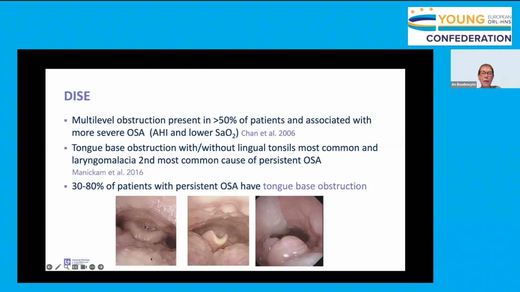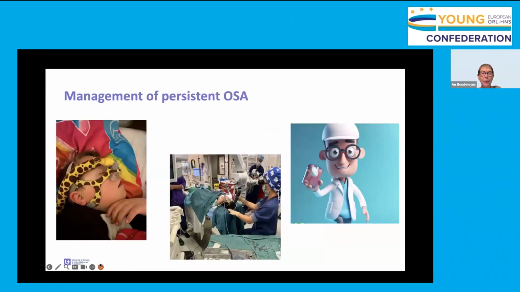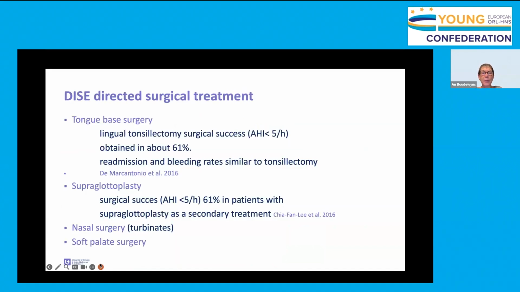And here you see some examples of a child where the tongue base is really pushing the epiglottis against the posterior pharyngeal wall. And here you see a child with enormous lingual tonsillar hypertrophy that would be the reason for persistent sleep apnea. So what can we do in terms of the management for persistent sleep apnea?